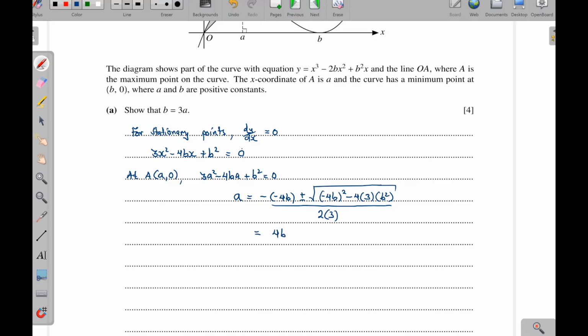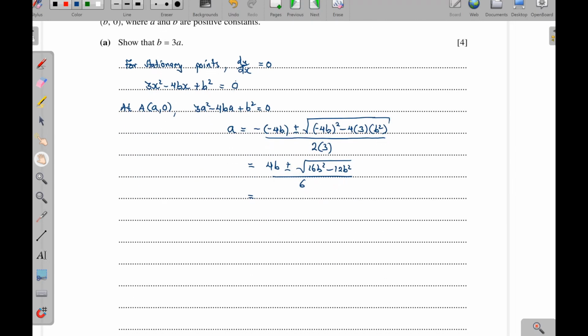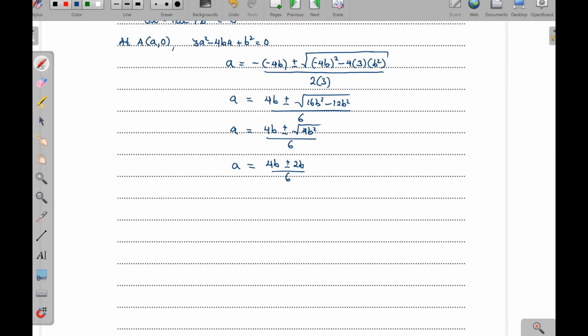So this one will give us a positive 4b, plus or minus, inside here we shall have 16b squared minus 12b squared, out of 6. 16 minus 12, that is 4b squared. So 4b, plus or minus the root of 4b squared. Now, this one gives us 2b, out of 6. This is all equal to a.